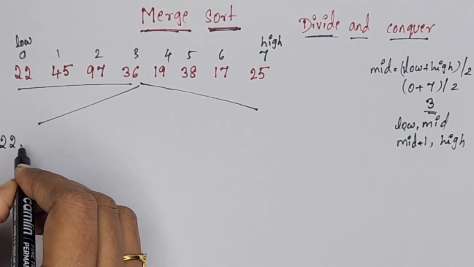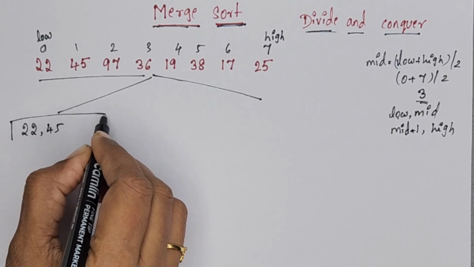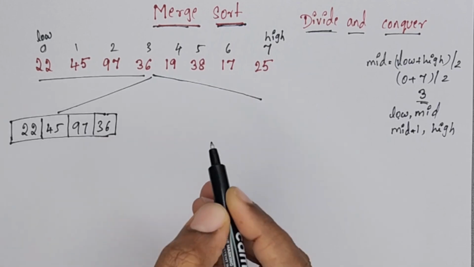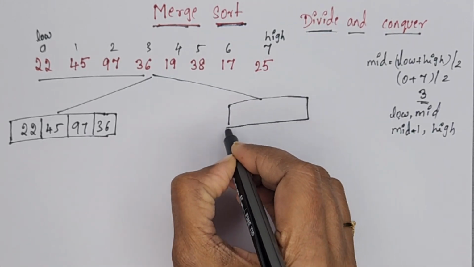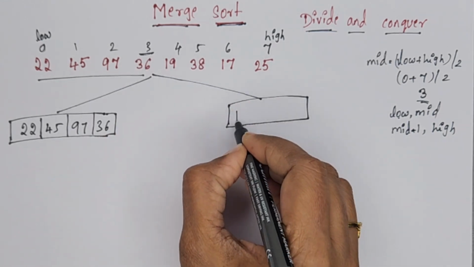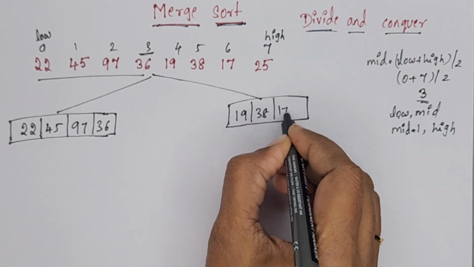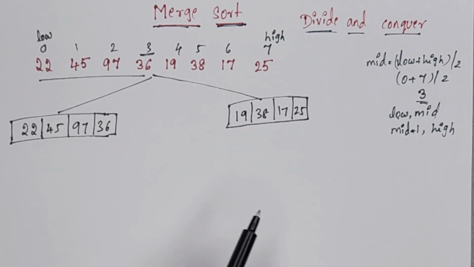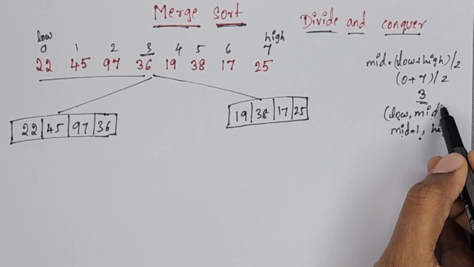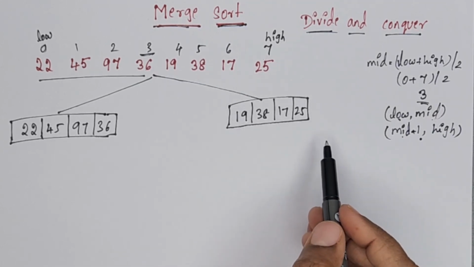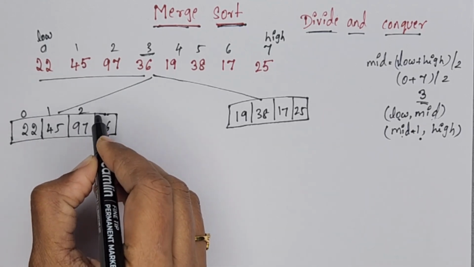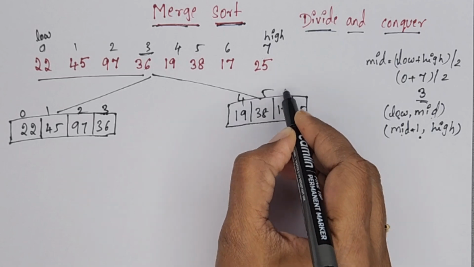That is 22, 45, 97 and 36. The remaining elements start from mid plus 1. 3 is mid, so mid plus 1 means the fourth index: 19, 38, 17 and 25, which is high. Like this we have to divide. Calculate mid, then store low to mid in one array, and mid plus 1 to high elements in another array. We are not changing the index values, so the indexes stay as they are: 0, 1, 2, 3, 4, 5, 6, 7.